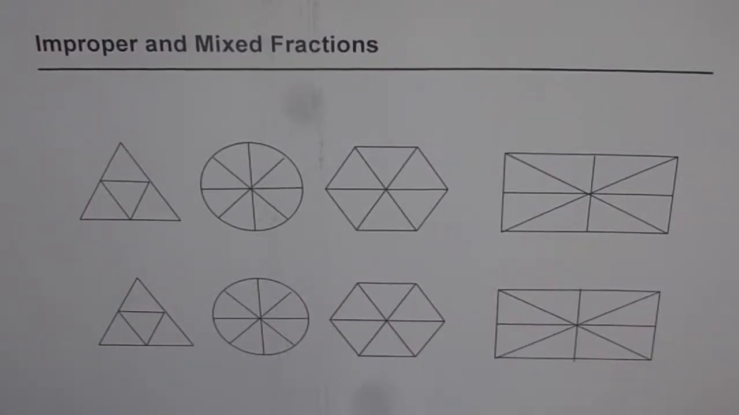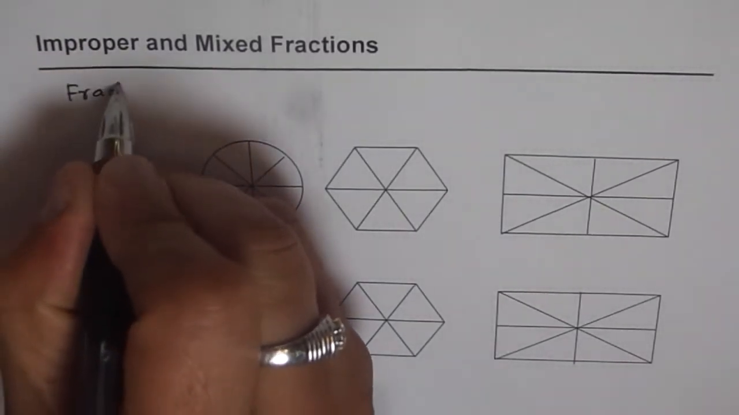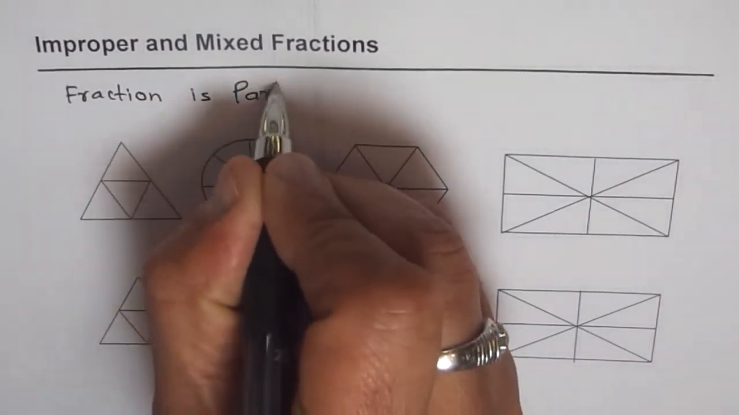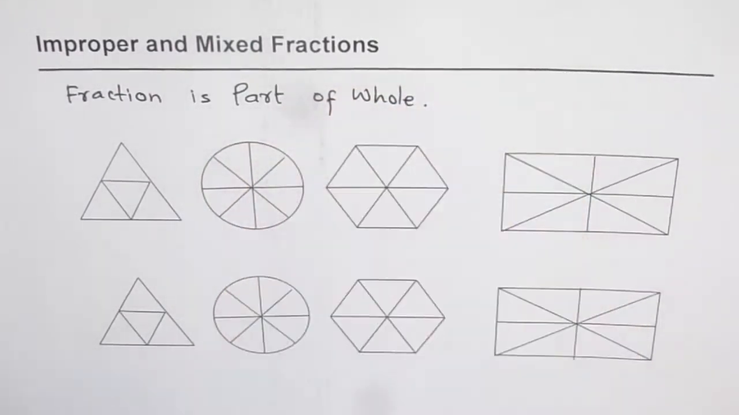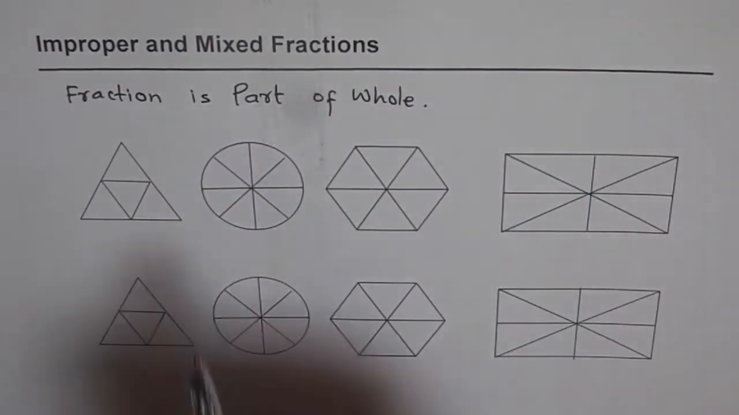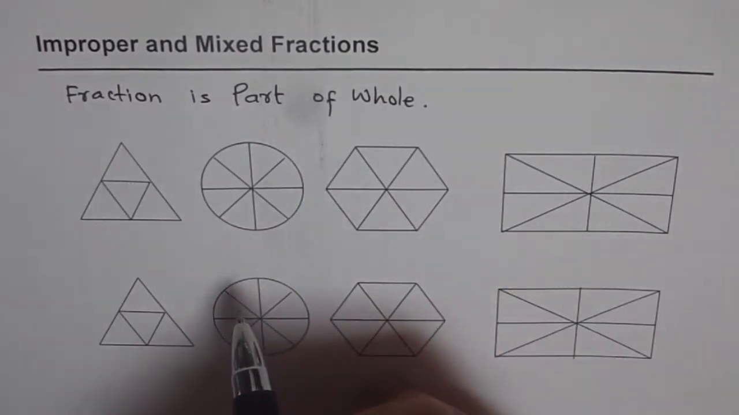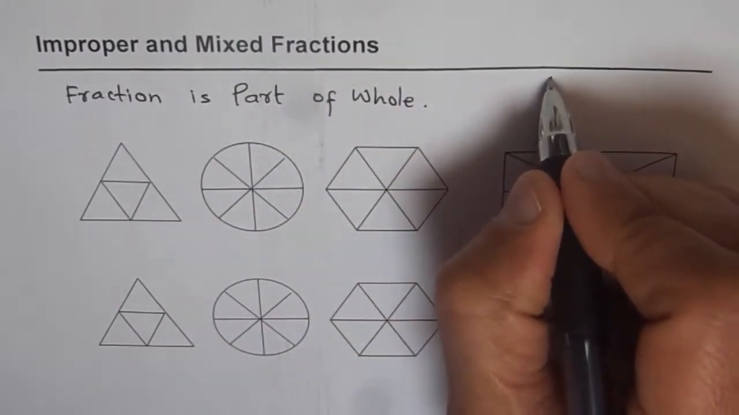Let us try to understand what are improper and mixed fractions. Well, what is a fraction? A fraction is part of a whole, right? This is one thing we know about it. So when it is part of a whole, it has to be smaller than 1, correct? Yes, it should be.